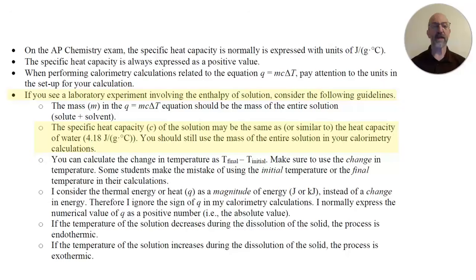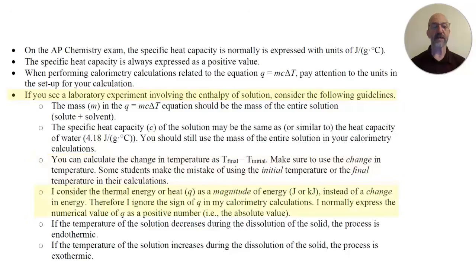The specific heat capacity of the solution may be the same as or similar to the heat capacity of water, which is 4.18 joules per gram degree Celsius, but you should still use the mass of the entire solution in your calorimetry calculations. You can calculate the change in temperature as T final minus T initial. Make sure to use the change in temperature. Some students make the mistake of using the initial temperature or the final temperature instead of the change in temperature.